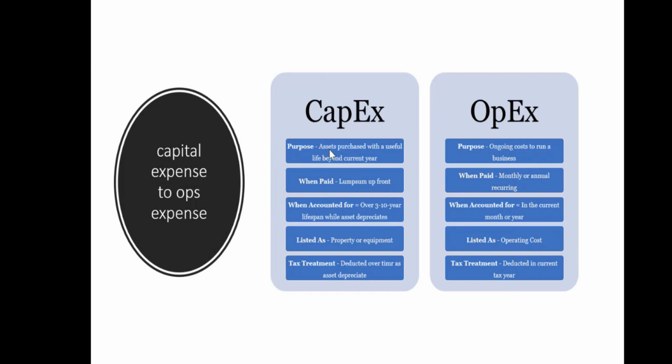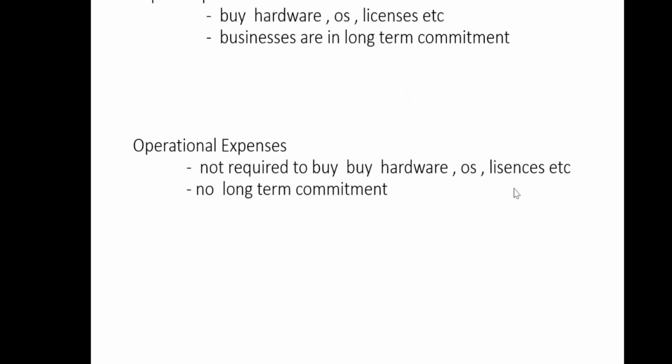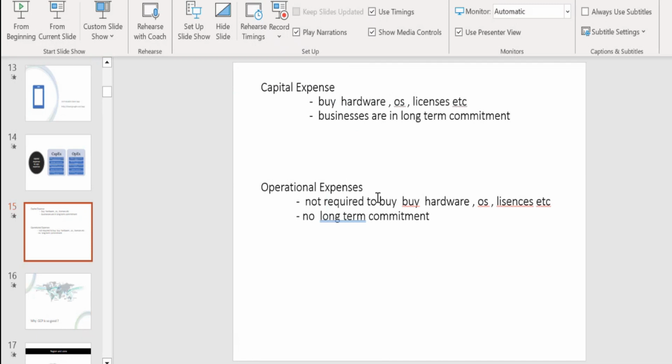What happened earlier is that an asset was purchased with a useful life beyond the current year. Operational expense is the ongoing cost to run a business. Capital expense is a lump sum upfront, less frequent, while operational expense is monthly or annual and recurring. In the case of capital expenses, you buy hardware and operating system licenses, so businesses are in a long-term commitment. Now we are moving from capital expenses to operational expenses. It is not required to buy hardware or operating system licenses.